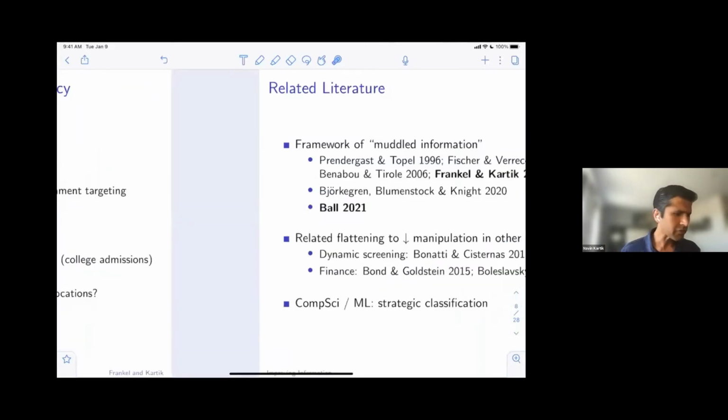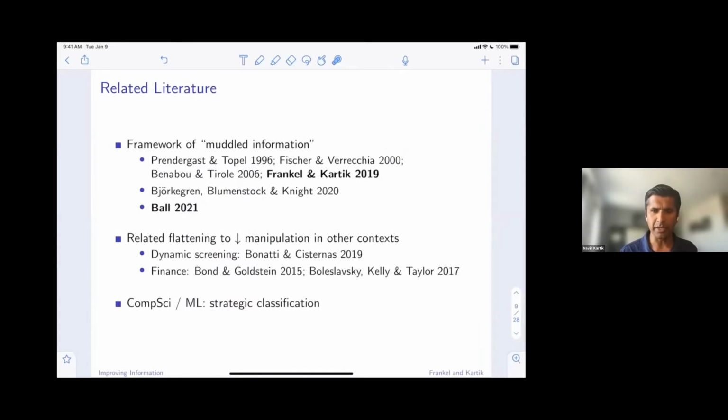Okay. So just a couple of words about related literature. I don't have time to go into this. I just want to point out two papers. We're going to be building upon this framework that Alex and I in an earlier paper referred to as muddled information. So this is our 2019 paper, which itself builds upon a few other papers that I've listed over here.